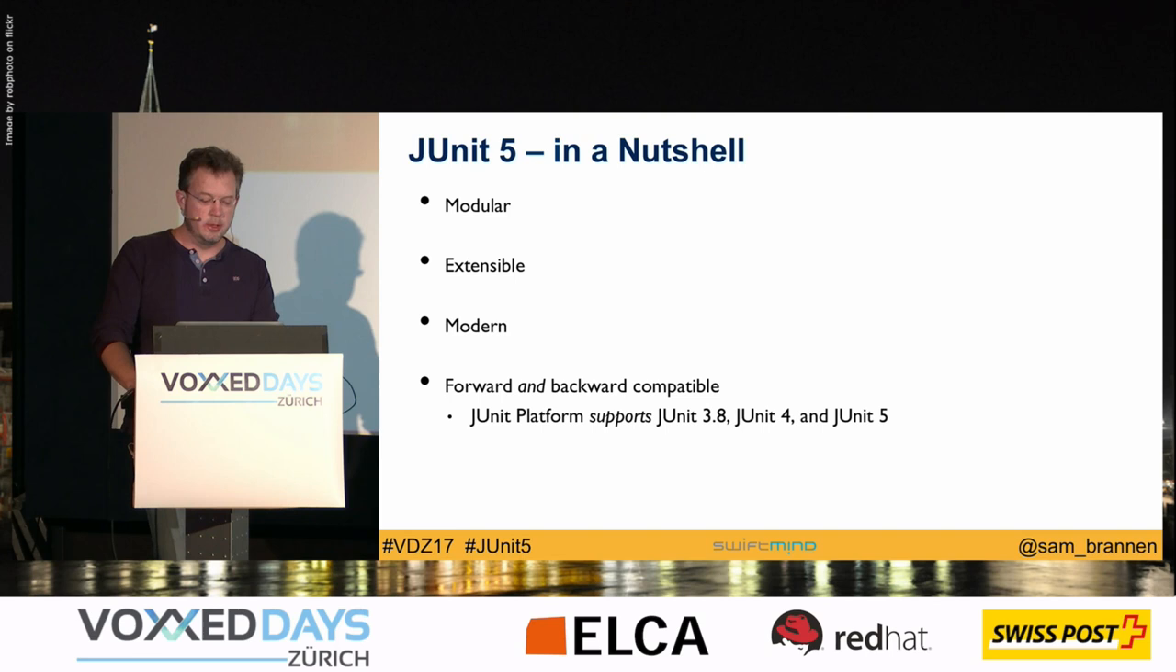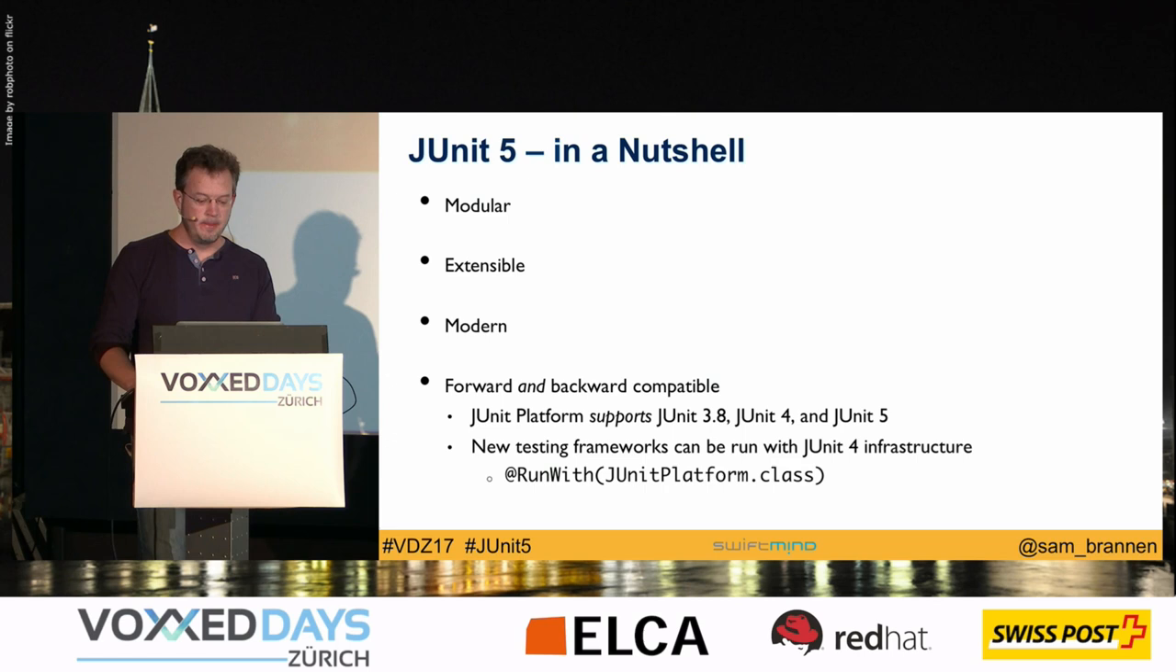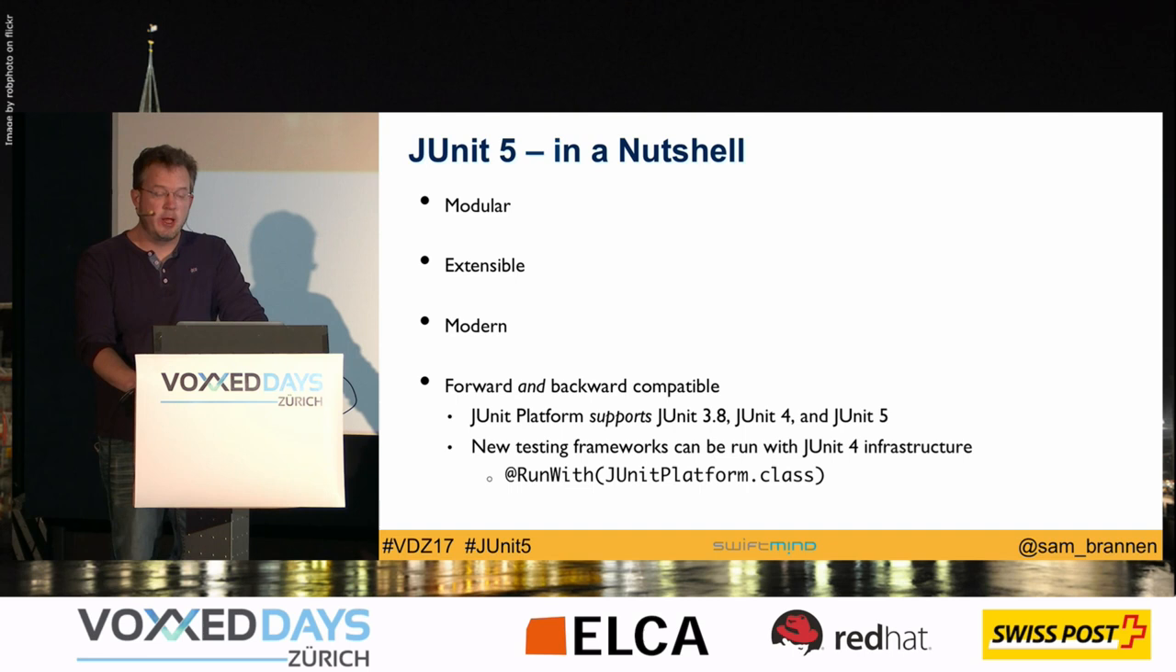So these are some issues we had to deal with to come up with some forward and backwards compatibility. Basically, we have what's called the JUnit Platform, and it supports already out of the box running JUnit 3.8, JUnit 4, and JUnit 5 tests at the same time. And new testing frameworks can be run with the JUnit 4 infrastructure. So you can do that now in your IDE, for example, if it doesn't support JUnit 5. The way you do that, we have a runner we've written for JUnit 4. And you say @RunWith(JUnitPlatform.class), and that allows you to run stuff like JUnit Jupiter, the new testing framework, or some other framework that's based on the new infrastructure in JUnit 5.